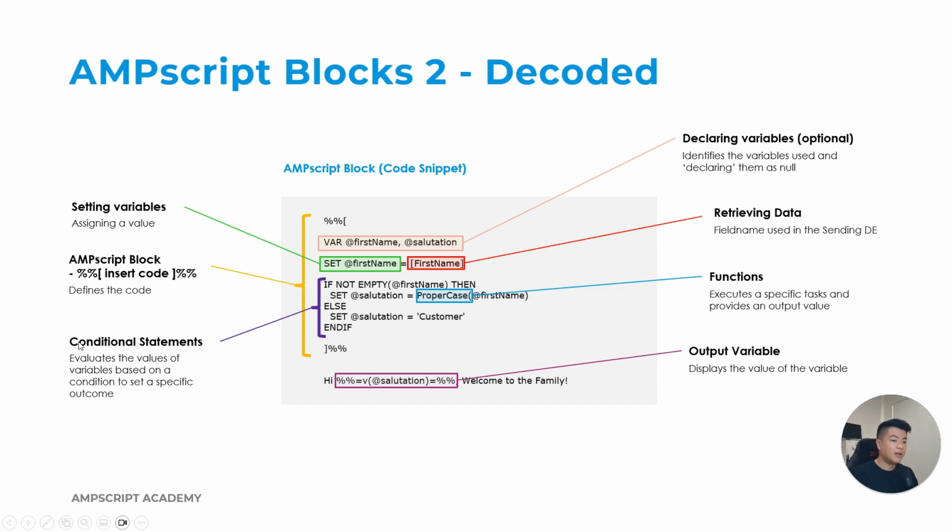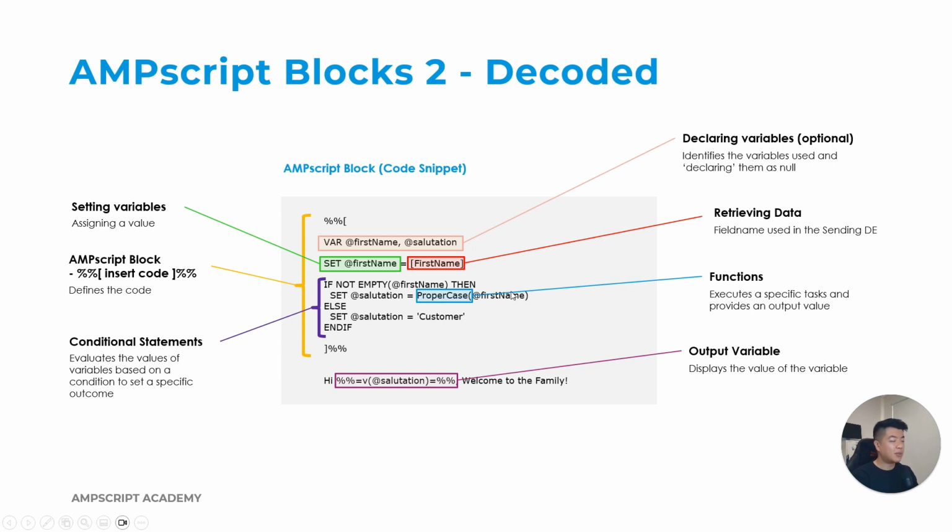So here's just an example, and if we decode it, the only difference here is what you see in purple, the conditional statements. It evaluates the values of variables based on a condition to set a specific outcome. So in this case, just to give you a quick preview, if not empty first name, so if my first name field is not empty, then I want to proper case it. Then I want to set a new variable, salutation, equals proper case first name.